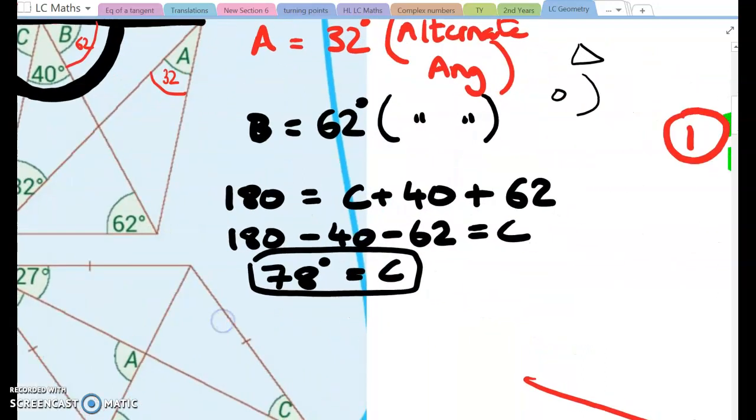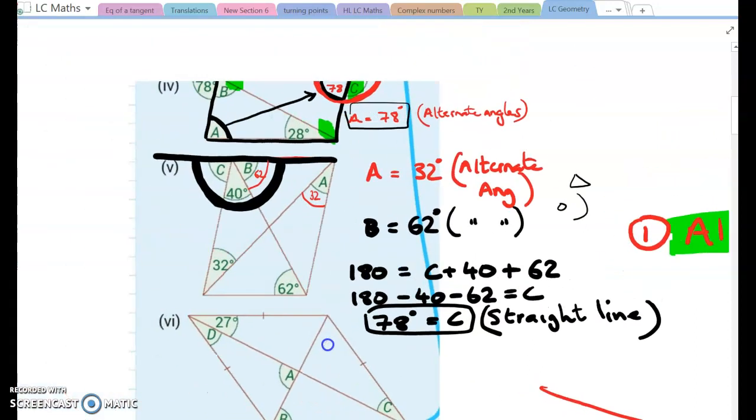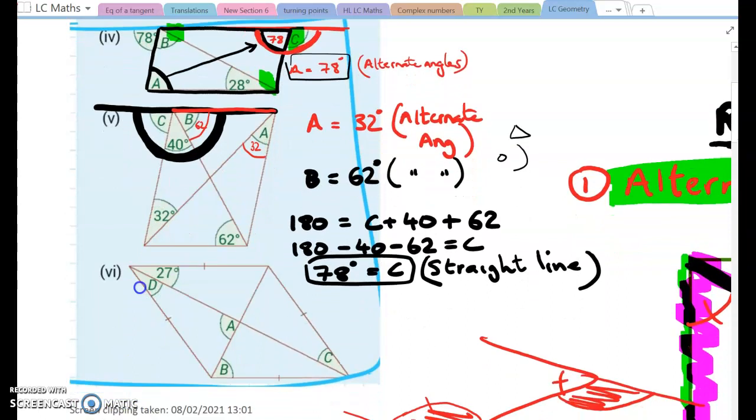And what would be our explanation for that? We could just say a straight line. It's a straight line. It's part of a straight line. So that's how we found that C. Now, is there any other letter? No, that's all of them. A, B, and C. Okay?